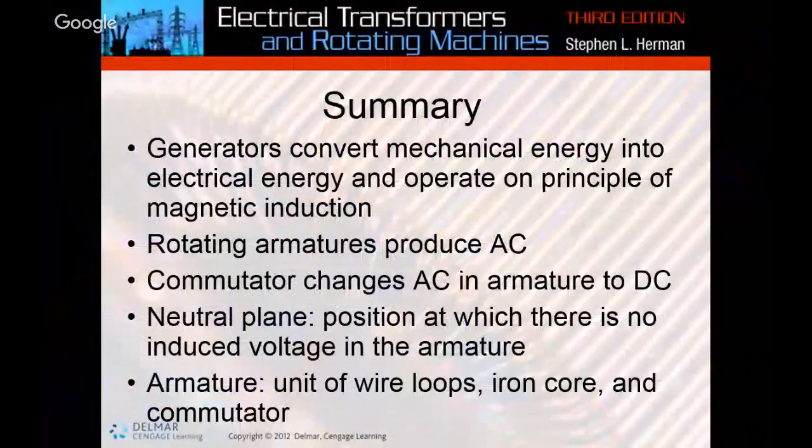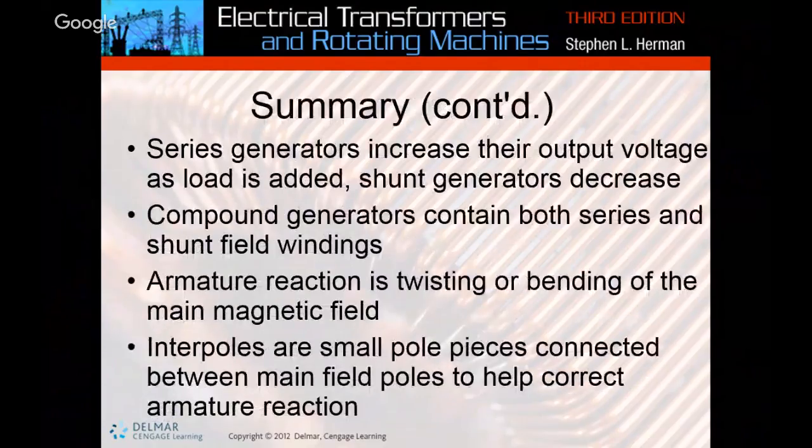Okay, so the summary. Generators convert mechanical energy into electrical energy and operate on magnetic induction. Rotating armatures produce an AC. The commutator changes AC armature current to DC current. Neutral plane is the position where there is no induced voltage in the armature, so right there between the north and the south when we looked at the unit there. The armature is the unit of wire loops with the iron core and the commutator. The rotating part in a DC generator is the armature.